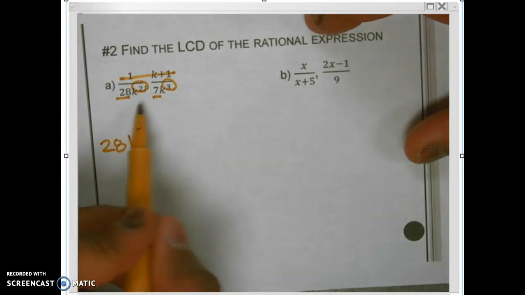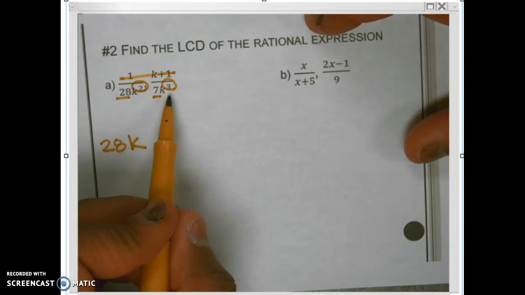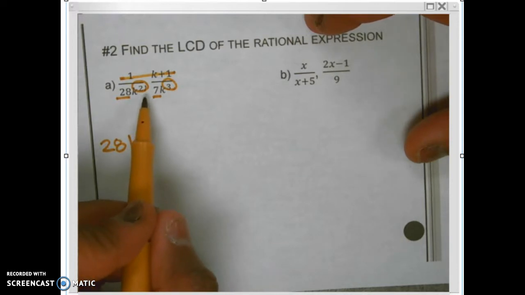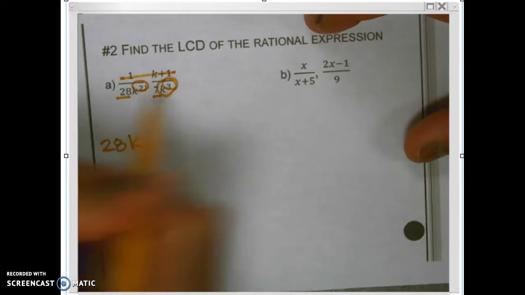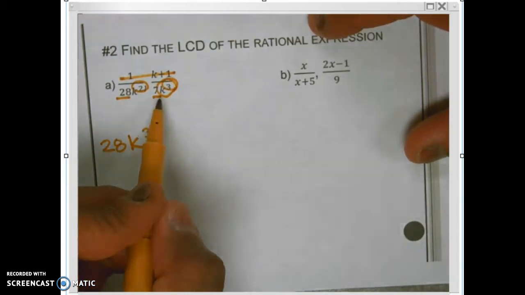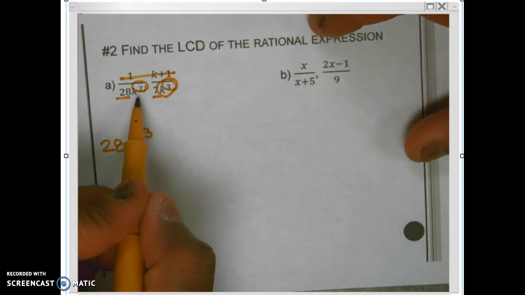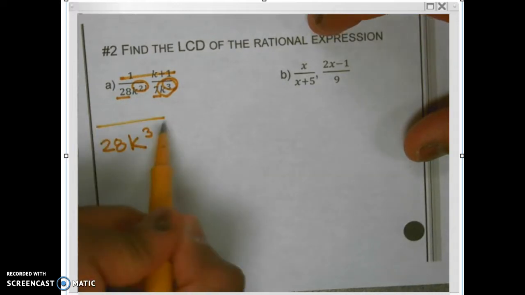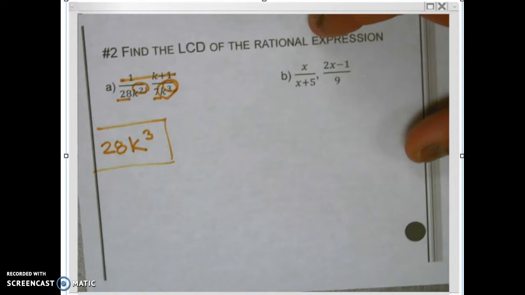Kind of like with the numbers, k squared can fit into k squared, but k cubed cannot fit into k squared. So I'm always going to go with the higher exponent, because it's big enough to fit itself and the little one as well. So that's my common denominator. That's all they want from us for that one.